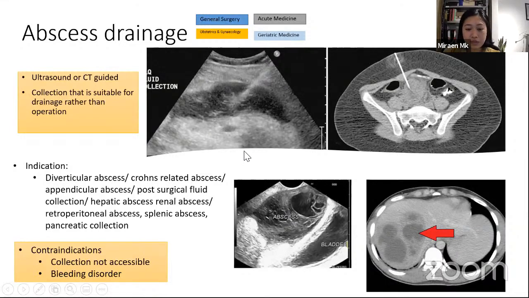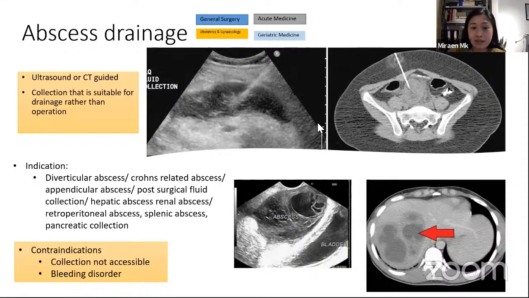So often these procedures can be ultrasound or CT guided, depending on where the collection is, and whatever the person performing the procedure is more comfortable with. So this is a fluid collection just above the bowel, and you can see the needle introducing here, trying to get access to the fluid. Similarly here. The indication for requesting an abscess drainage is that you have an imaging proven area of collection, and you have a collection that's suitable for drainage, and therefore the contraindications if this collection is not accessible by any imaging or needling technique.